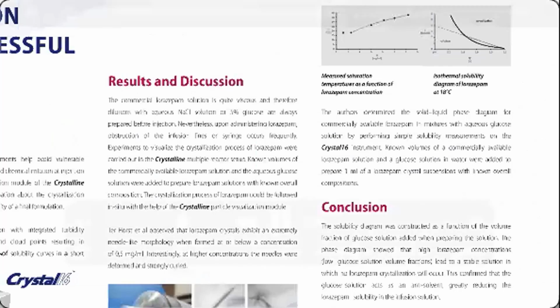The phase diagram constructed with data from the Crystal 16 showed that high lorazepam concentrations and low glucose solution volume fractions may lead to a stable solution in which lorazepam crystallization will not occur. This also confirmed that the glucose solution acts as an anti-solvent, reducing the lorazepam solubility in the infusion solution.